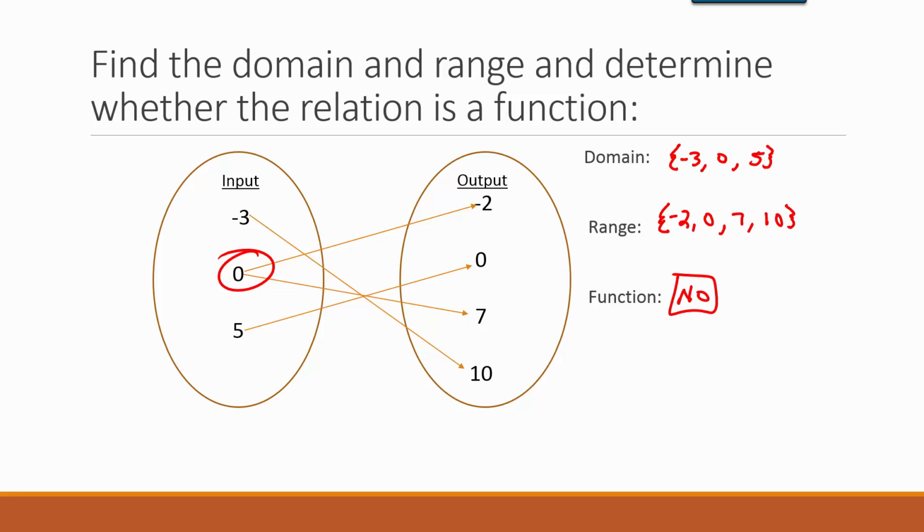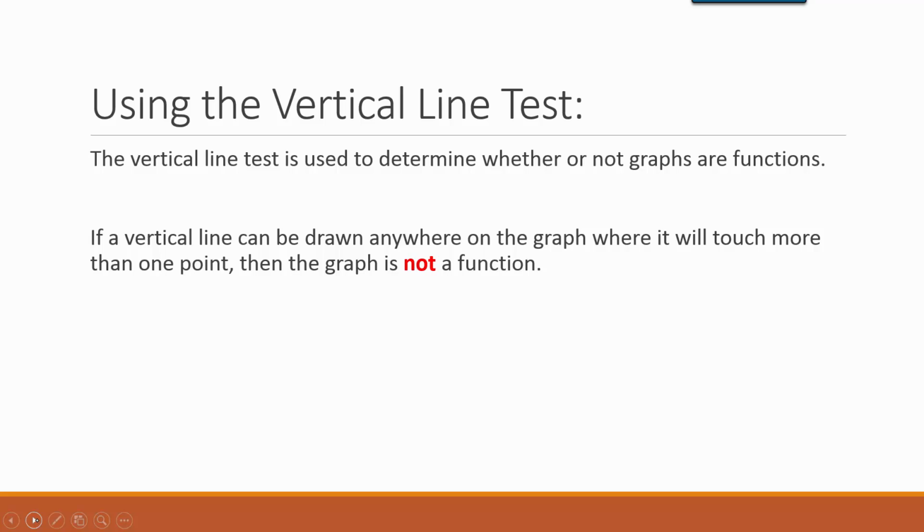Okay? We can also determine whether graphs are functions by using the vertical line test. The vertical line test states that if we can draw a vertical line anywhere through the graph, to where it will touch more than one point at any given time, then the graph is not a function.